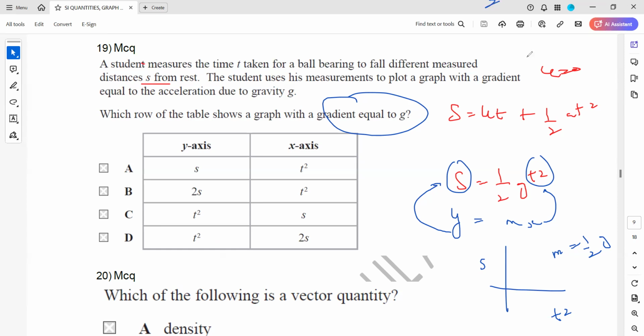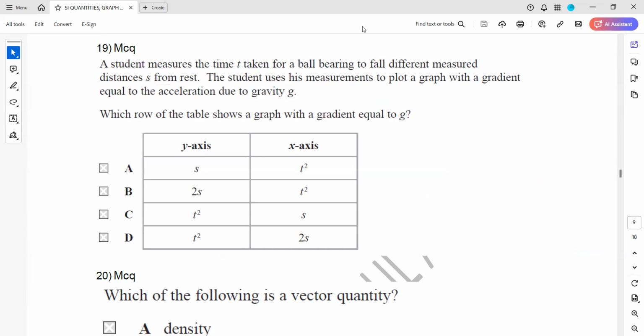I have to modify this equation in which I wrote S equals half gt square. If it is like this, the gradient will be equal to half g. But I want the gradient to be g. So if I further simplify, if 2 is divided, on the other side multiply. So 2s is equal to gt square.